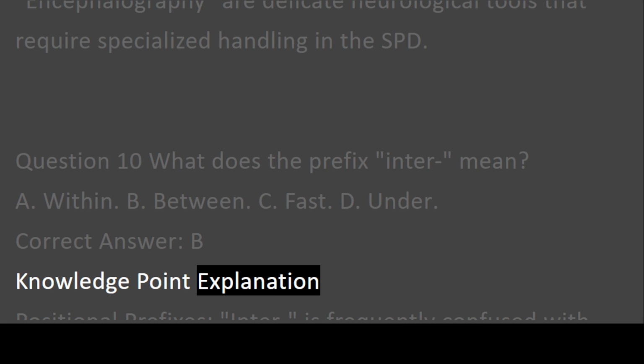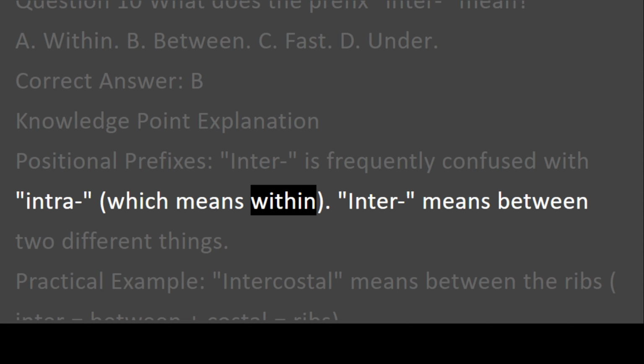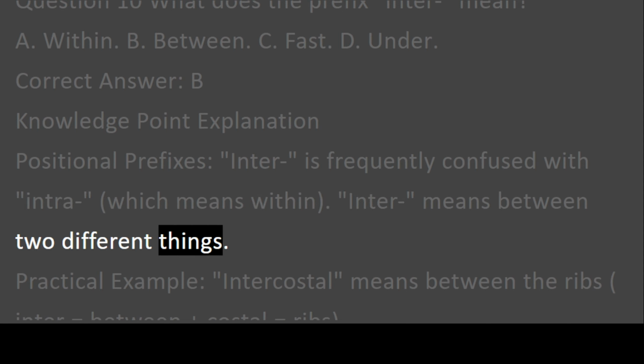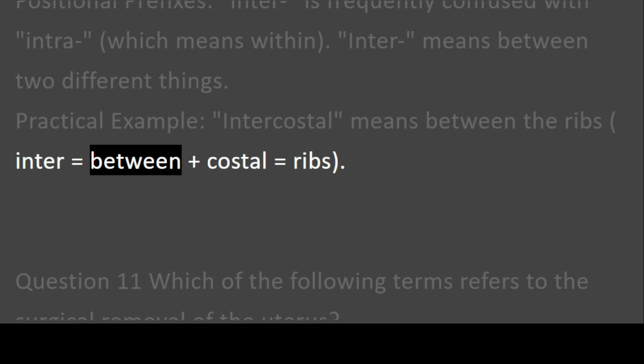Knowledge point explanation. Positional prefixes. Inter- is frequently confused with intra-, which means within. Inter- means between two different things. Practical example. Intercostal means between the ribs. Inter equals between plus costal equals ribs.